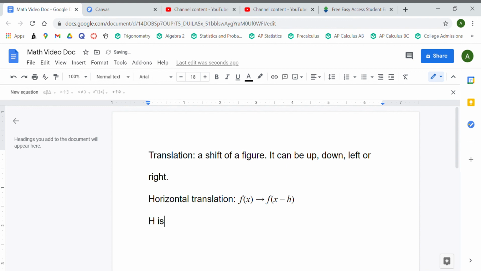h is the number of units the graph moves in a horizontal direction. So let's go to the graph.